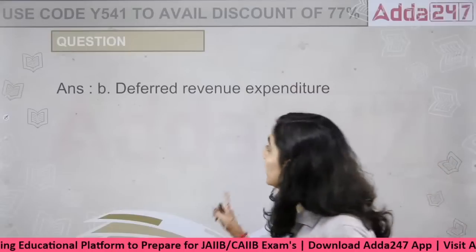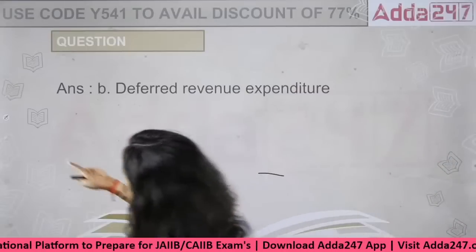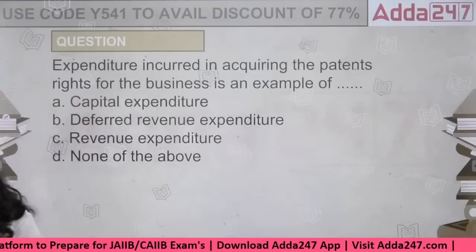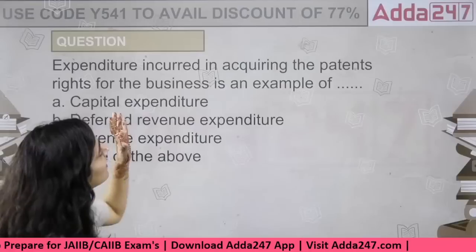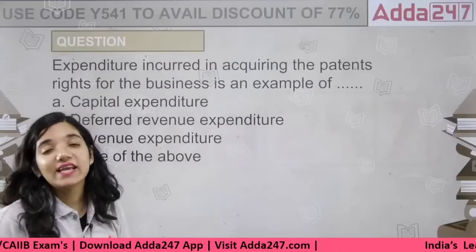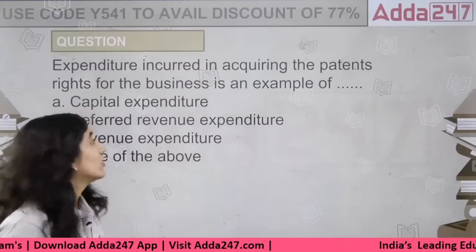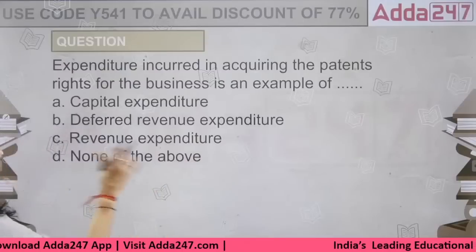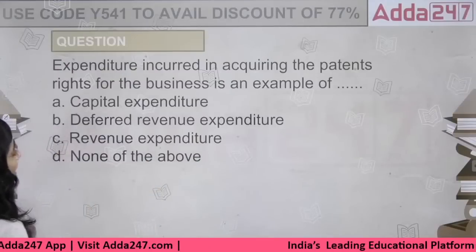Now, let's move on and deal with the next question. The question says the expenditure incurred in acquiring the patents. If you are incurring any expenditure because you are getting an intangible asset, what will you call it? Will you call it a capital expenditure, deferred revenue, revenue expenditure, or none of the above?